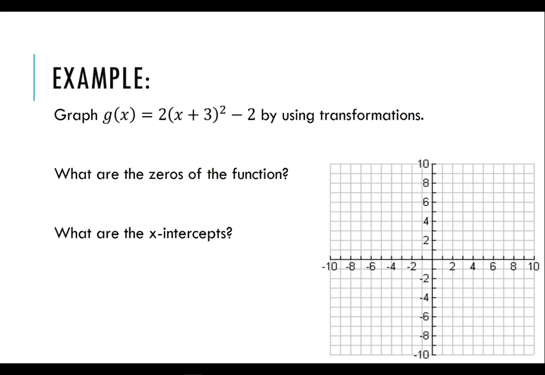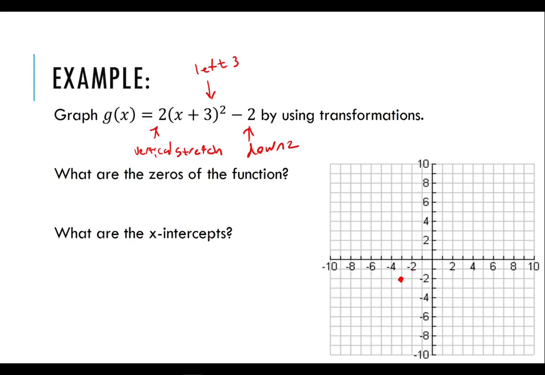So what happens here? Well, remember that this is a vertical stretch. This moves it left 3 and this moves it down 2. And it's facing right side up because that 2 is positive. And so my new vertex is actually going to be down 2, left 3, and so that's the vertex of my parabola.